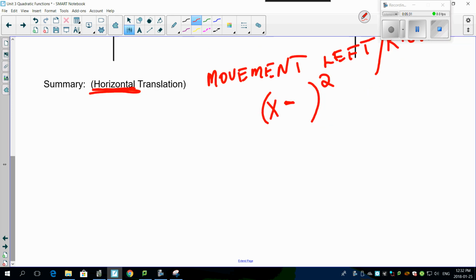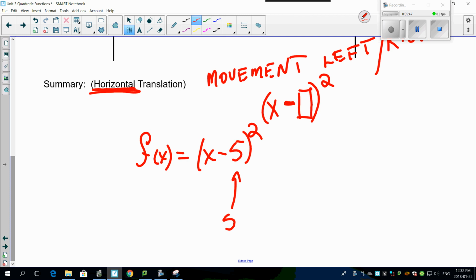That's really, really important. So if we choose something like this, f of x equals x minus 5 squared, we have to remember, because of that negative there, we have to try to figure out what our original value was. Our original value was just plain old 5, which means that this is going to be moving to the right 5 spots.